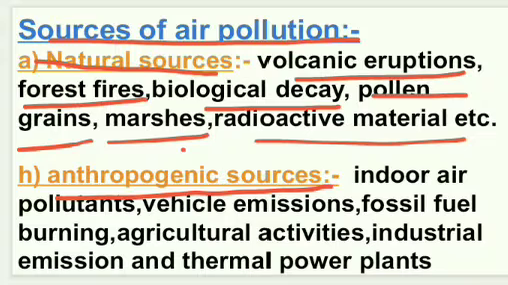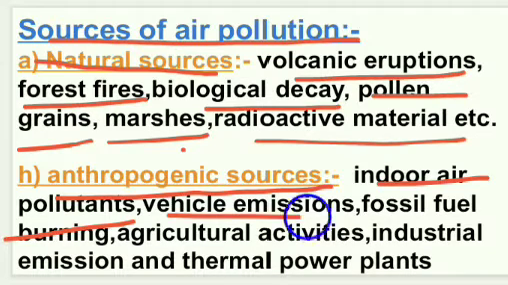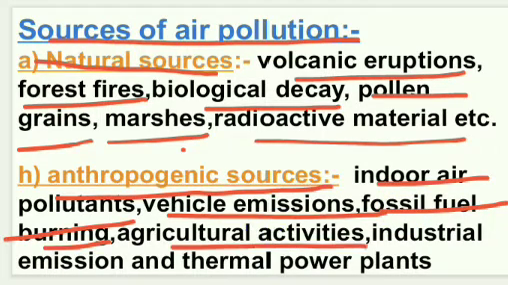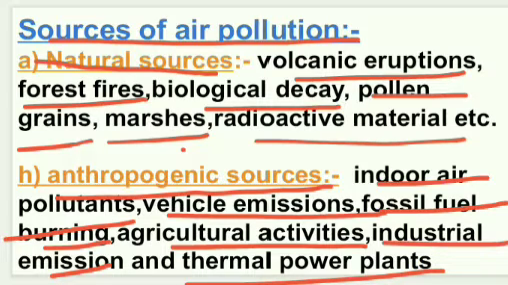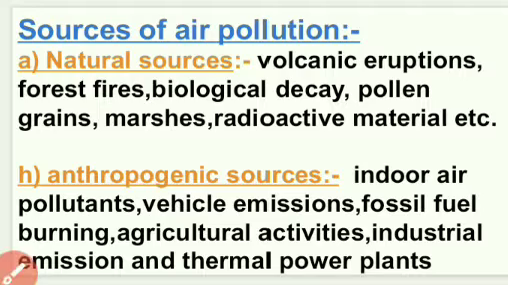In anthropogenic sources, there are indoor air pollutants like household burning, vehicular emissions, gases emitted from vehicular exhaust, burning of fossil fuels, agricultural activities like spraying of pesticides and herbicides, industrial emissions, toxic gases emitted from industries, and thermal power plants. So this is all about natural and man-made sources of air pollution.